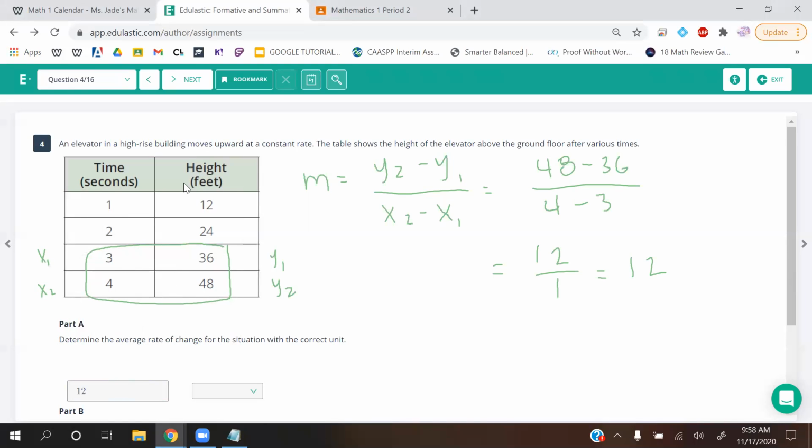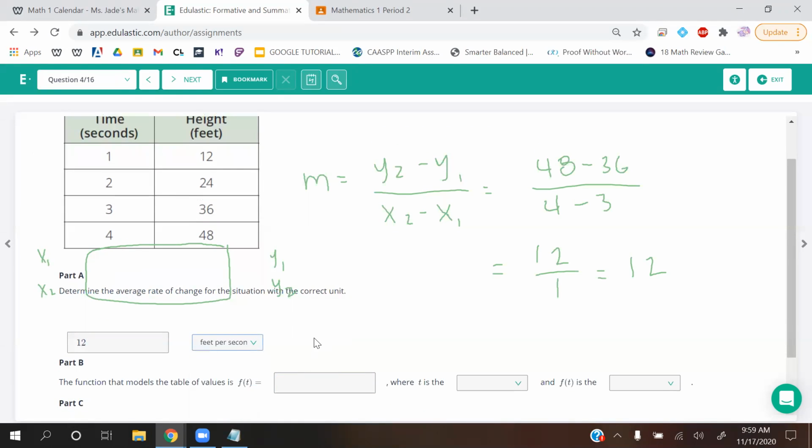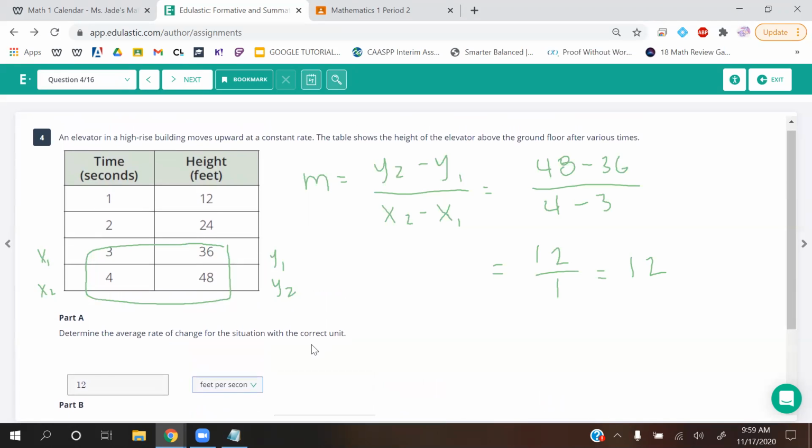We divided height, which is in feet, by seconds. So it's feet divided by seconds. Y divided by x. So we have the feet divided by the seconds, so it's feet per second. Oops, I gotta scroll. Feet per second. Okay, so feet per second.